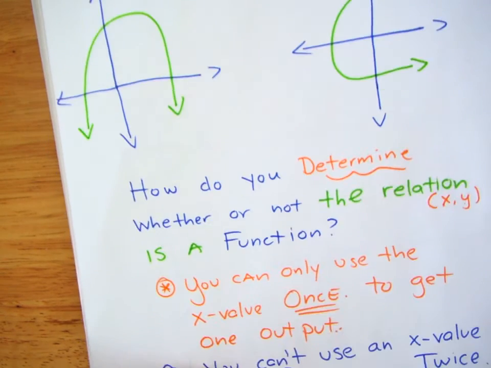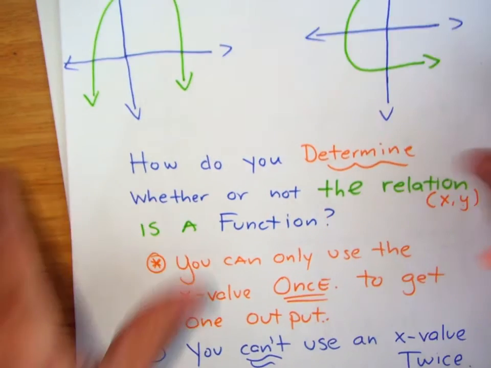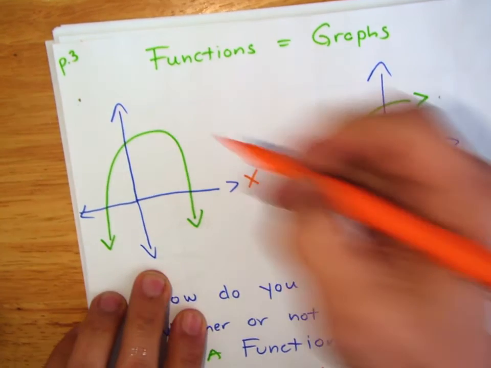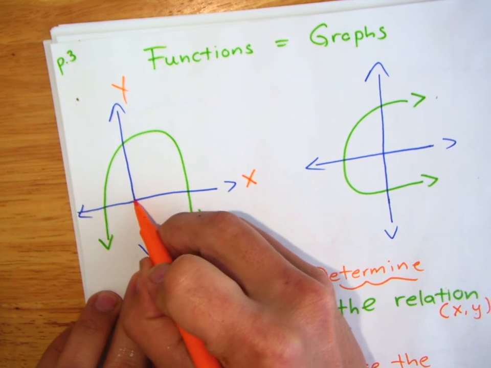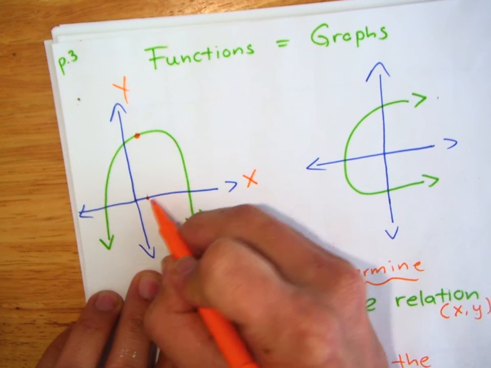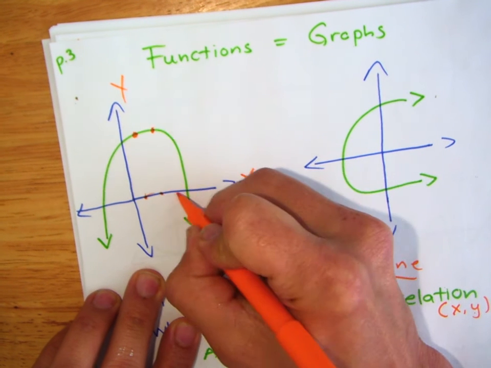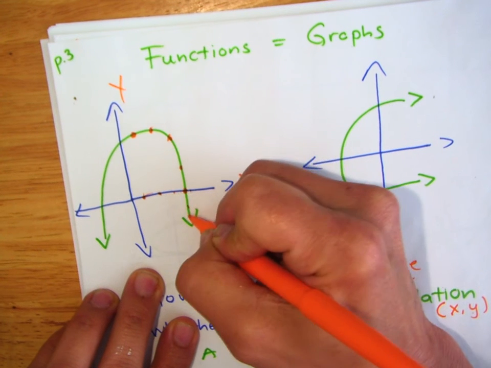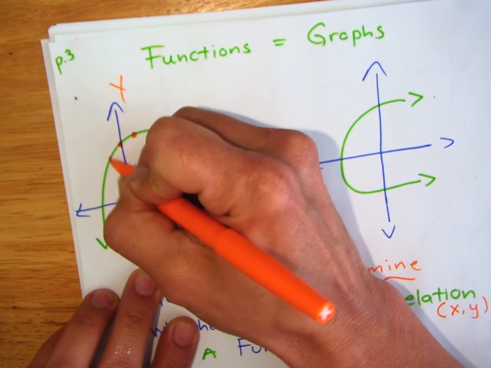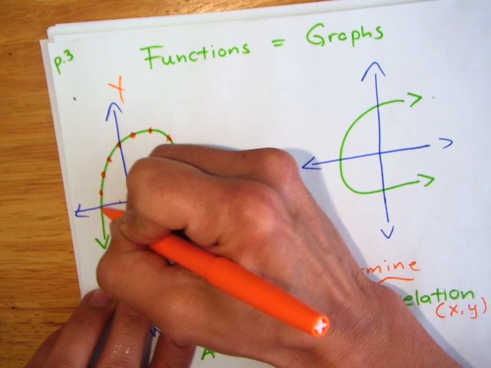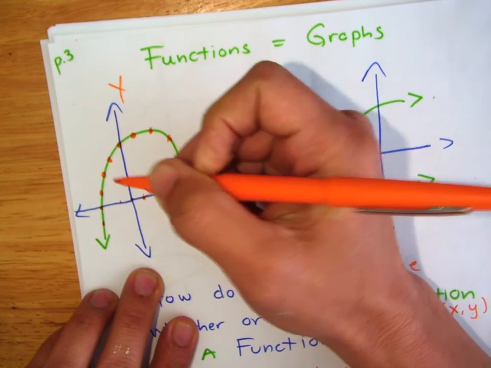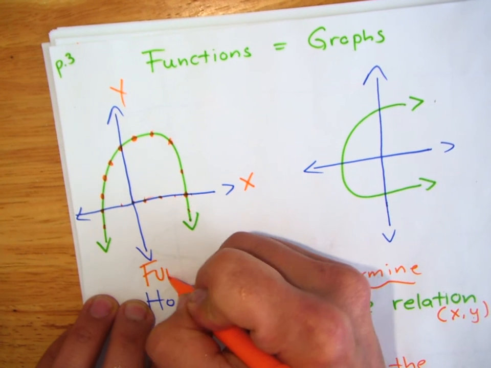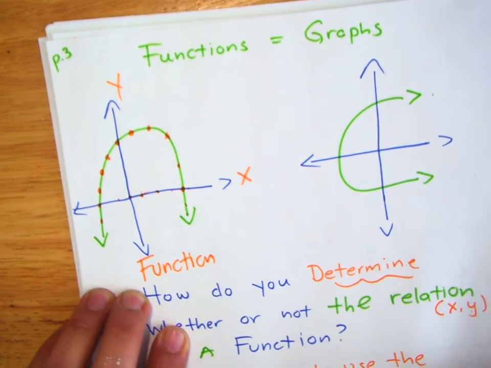All right. So if we go back to this, one way to do this is, here's one way. Remember, this is your x, this is your y. If I use this x, I get this y. If I use this x, I get this y. If I use this x, I get this y. Basically, you get the point. You can only use one. So is this a function? Yes, this is a function.